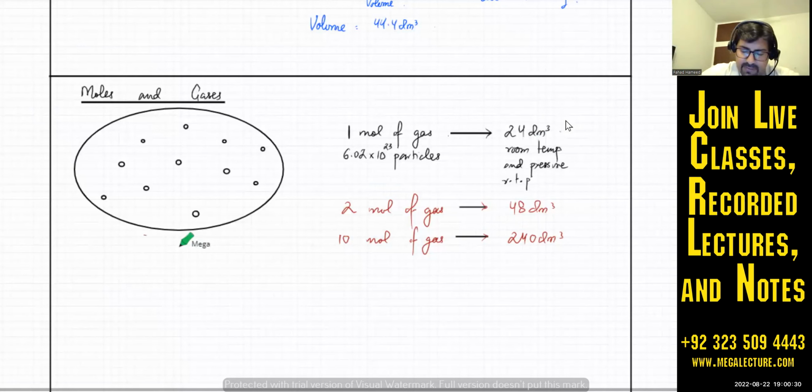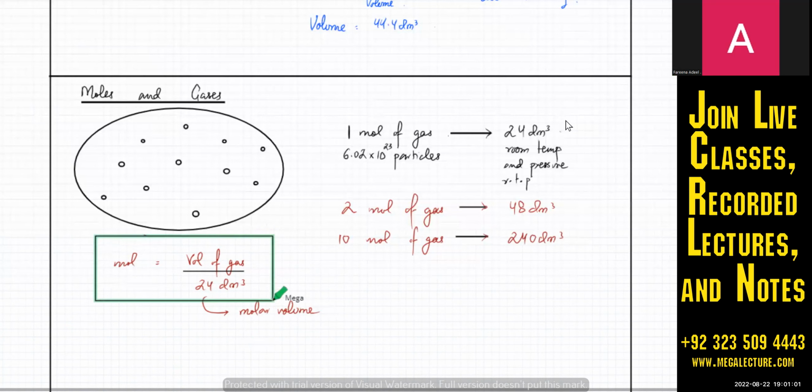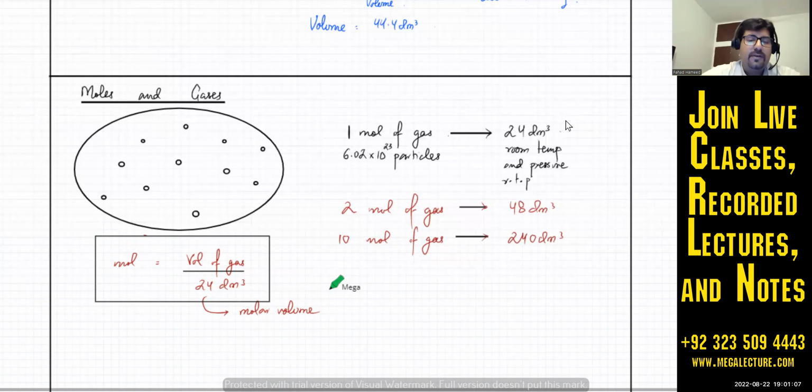But there's a simple formula for doing that, and that is the moles of gas is equal to the volume of gas divided by the molar volume, which is 24 dm cube. Molar volume is the volume that is occupied by 1 mole of gas. Okay, so this one is often referred to as, uh, 24 decimeter cube is the volume occupied by 1 mole of gas.